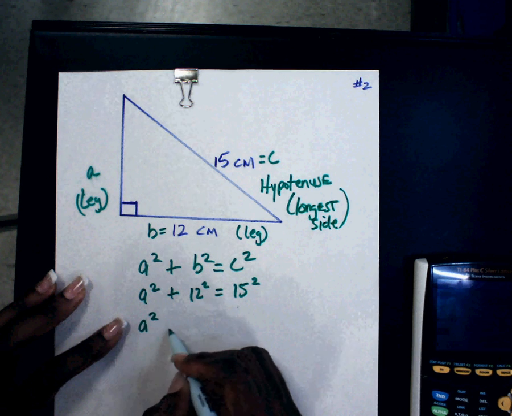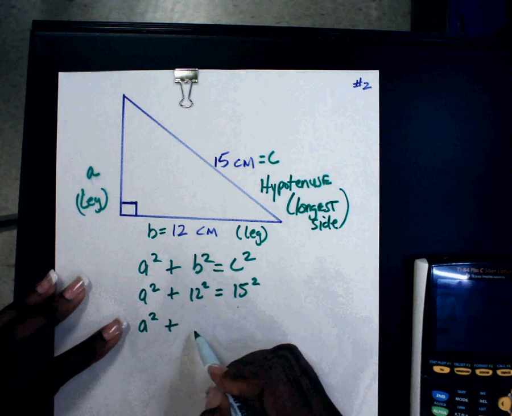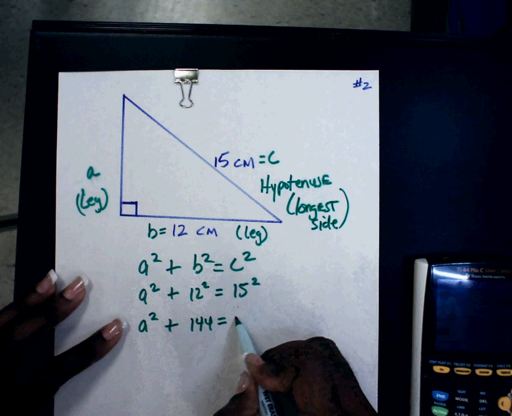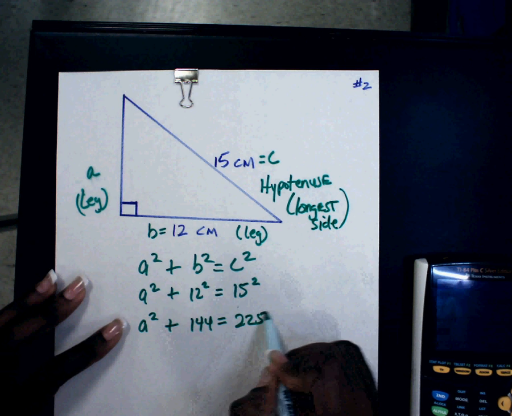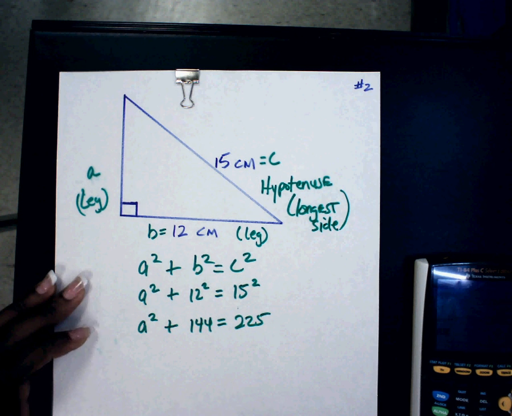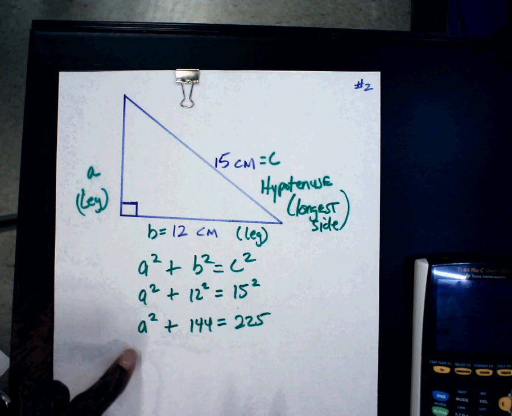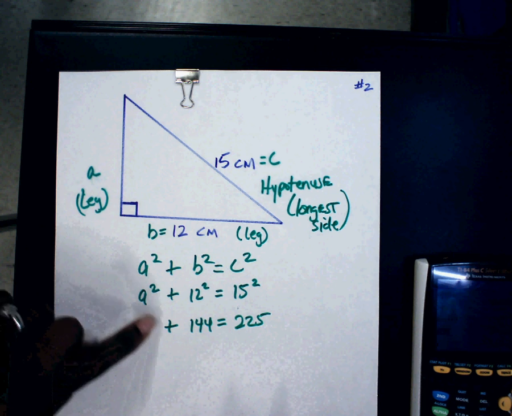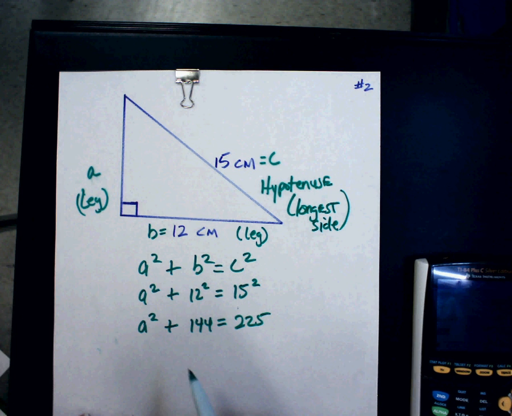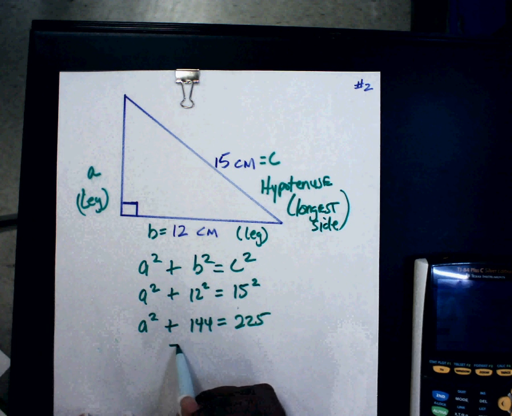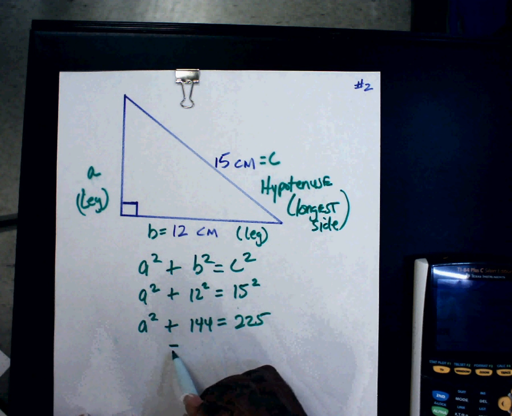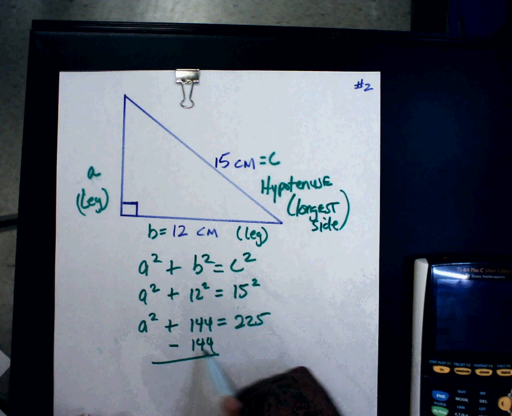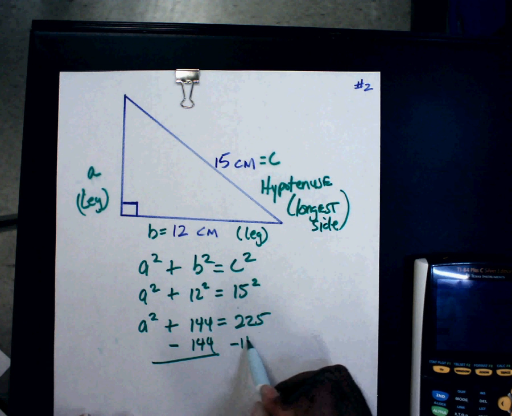So we have A squared plus 12 squared, which is 144. 15 squared is, that's right, 225. And now we have a one variable equation, which is normally two steps, but it's going to be three steps because we have this square here. So we're going to use inverse operation, or we're going to add the inverse. So we have minus 144. And if we do it to one side of the equation, we must do the same thing to the other side.